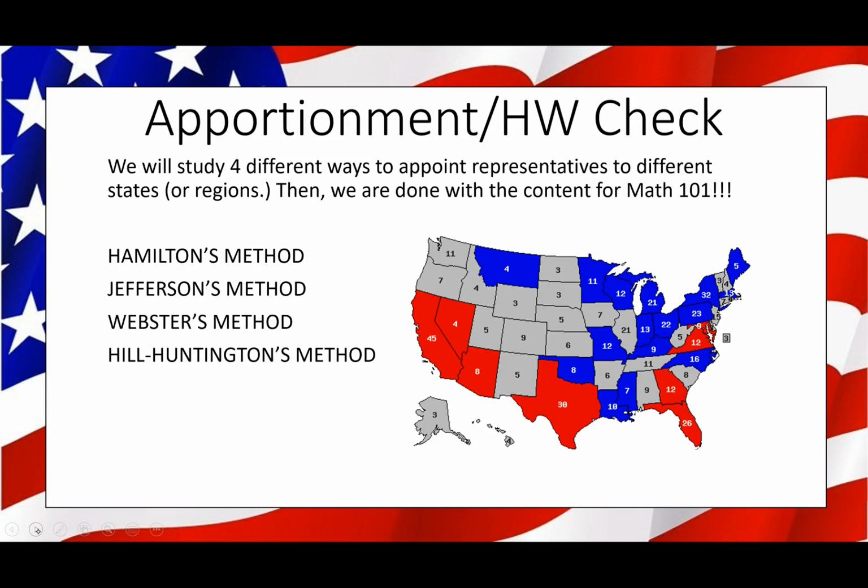So we do have 4 different methods. After we do this, we are done with the content for Math 101. Here are the 4 methods. We've got Hamilton's method, Jefferson's method, Webster's method, and the Hill-Huntington method. During this video, we're going to talk about the first method. And of course, these are named after presidents or the people who have created the method.